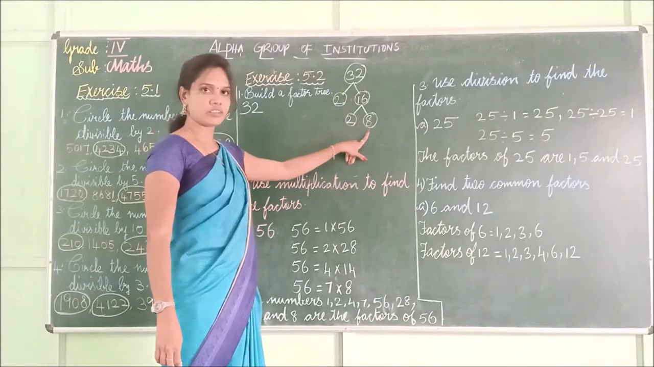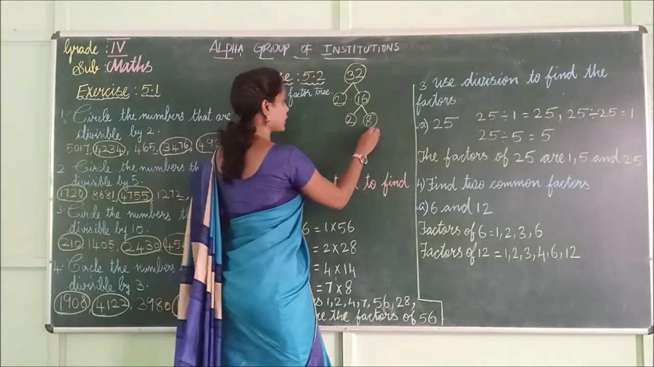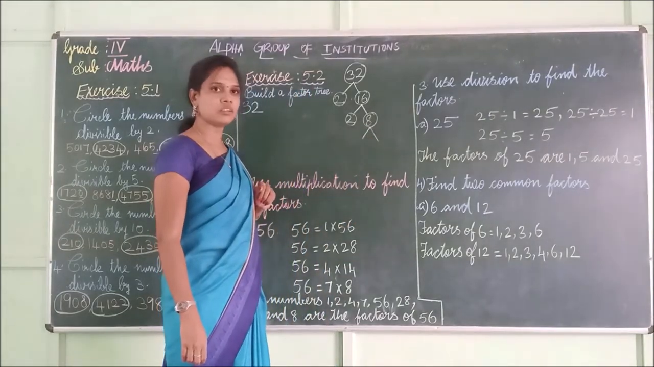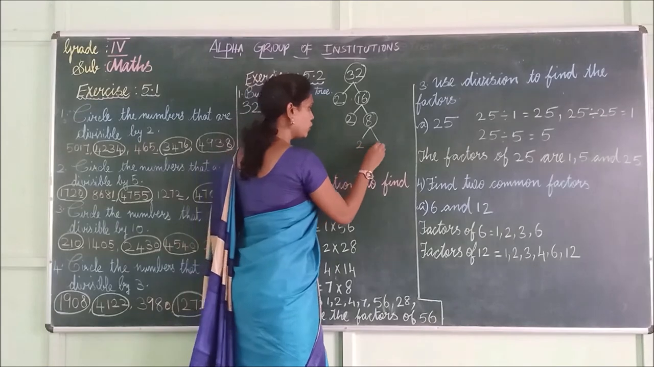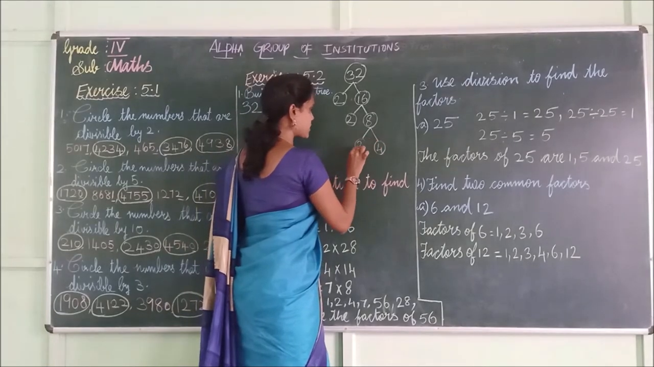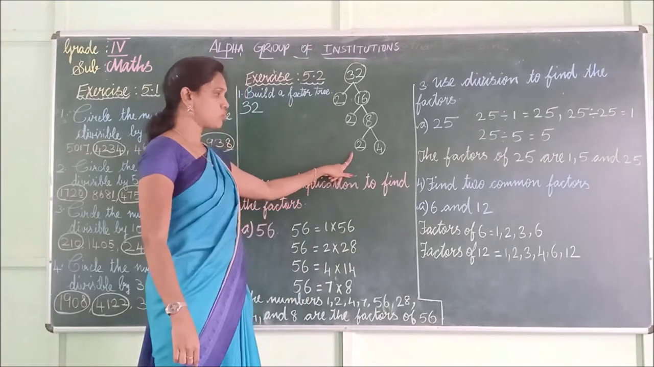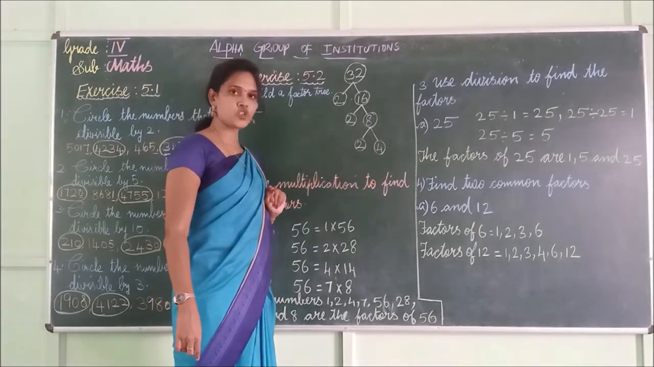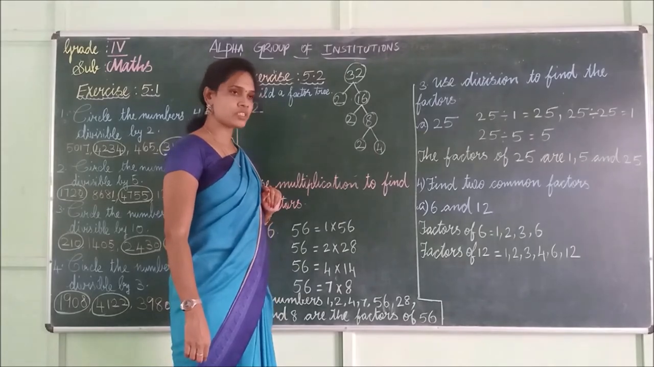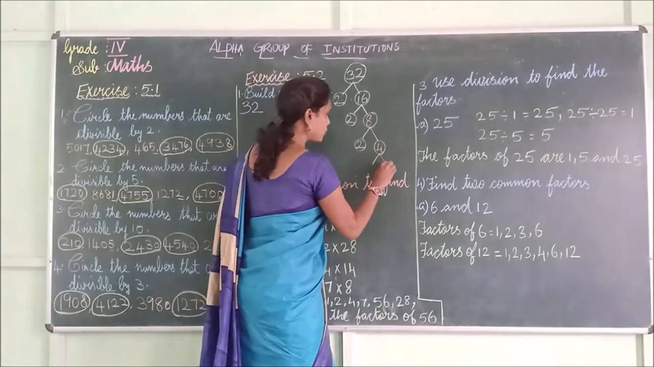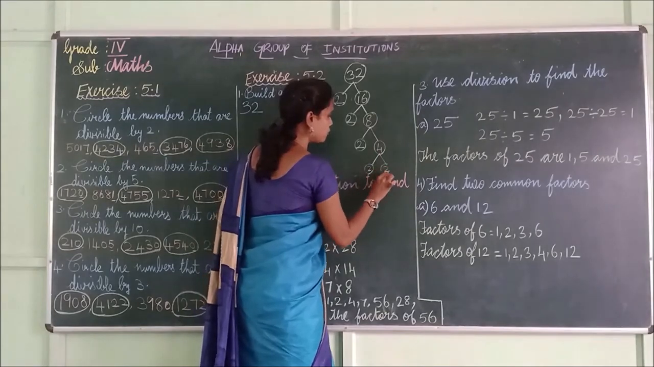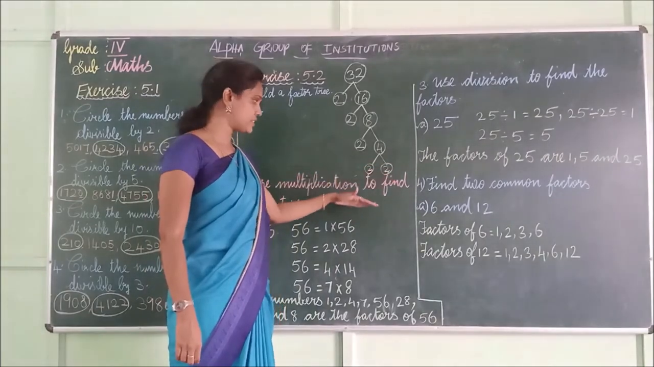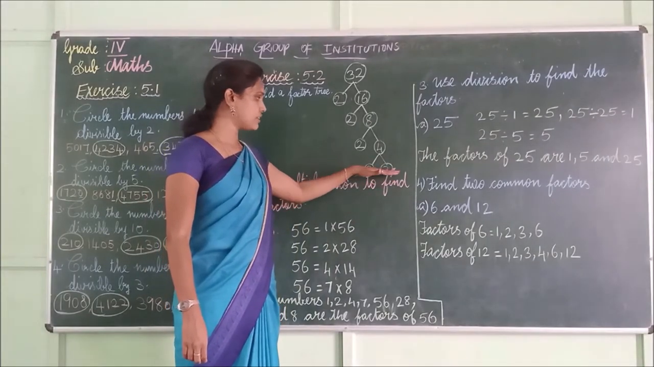Now we have to factorize 8. In the 2 table 8 will come. How many times? 2 4s are 8. Leave this 2 as it is. Now we have to factorize 4. 4 will come in the 2 table. How many times? 2 times. So 2 2s are 4. Okay children, up to this you have to stop. We cannot factorize anymore because it is a prime number.